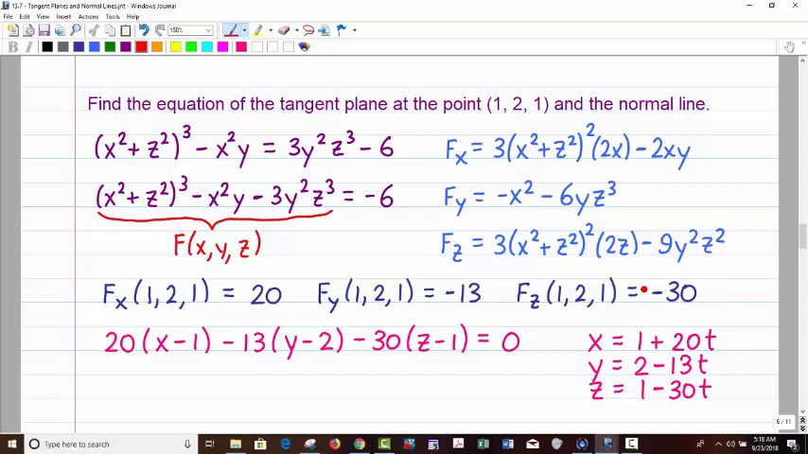That will be my normal vector for the plane. Gradient vector, which is also the normal vector. And then my point was 1, 2, 1, so it'd be 20 times x minus 1, minus 13 times y minus 2, minus 30 times z minus 1, equals 0. And then the line has the point 1, 2, 1, and then there's the coefficients of t. Same as this, 20, negative 13, negative 30.